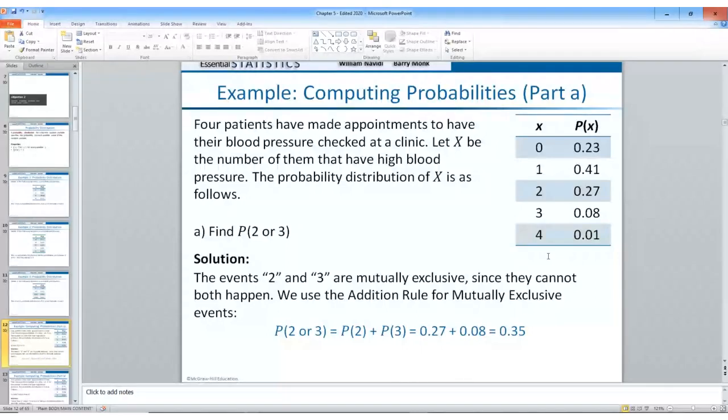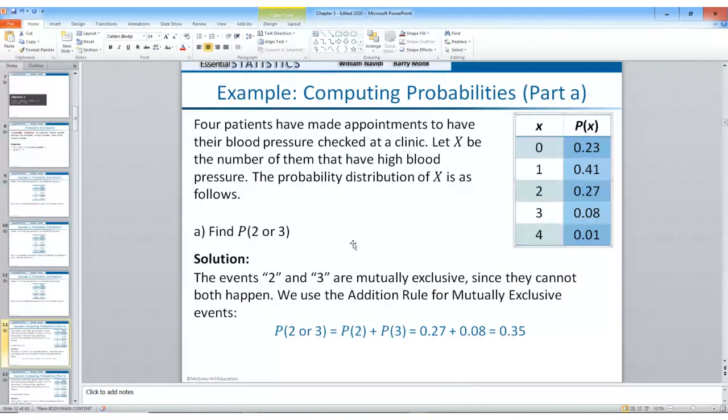Now, as I said, there's really nothing new here, because they give us this little probability distribution, and this is dealing with 4 patients. They go and get their blood pressure checked, and this says how many of them have high blood pressure. Well, they could have 0 of them, none of them have high blood pressure, 1 of them, 2 of them, 3 of them, or 4 of them. And then they give us the probabilities over here. And if you add up all those, they all add up to 1.